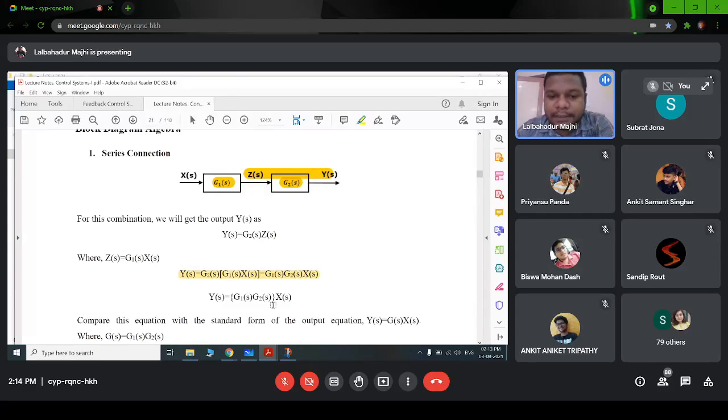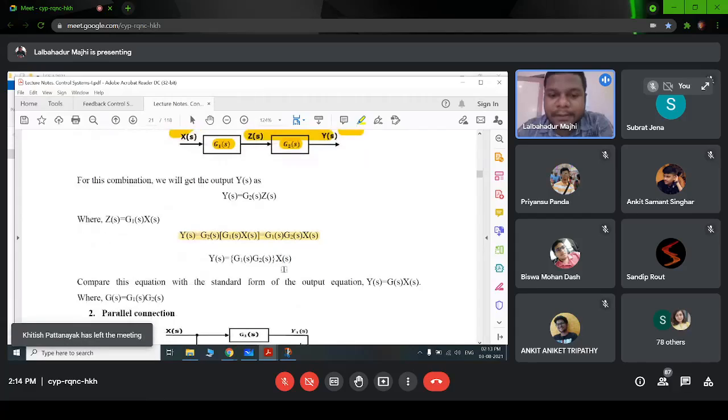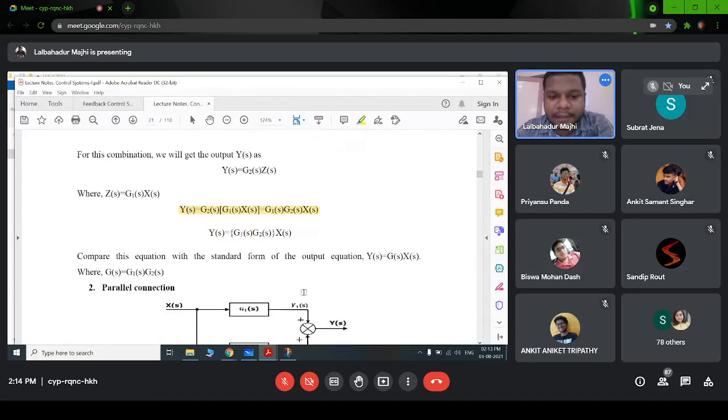Okay. So that means we can write the final transfer function, that is, the final output is Y(S) and the initial input is X(S). So Y(S) divided by X(S) is equal to G1 into G2. That is why, if the blocks are connected in series, the final transfer function will be the simple multiplication of these two transfer functions, G1(S) and G2(S).